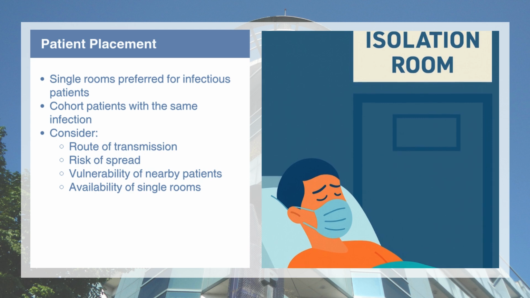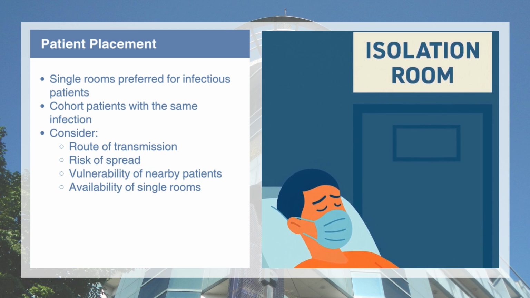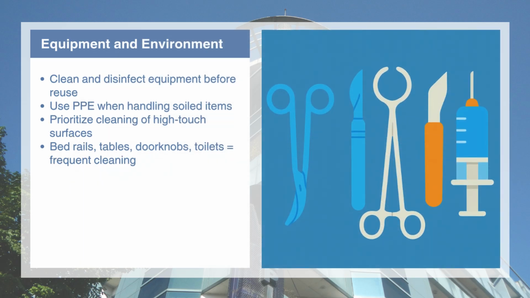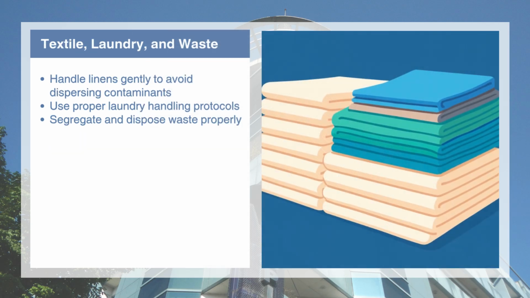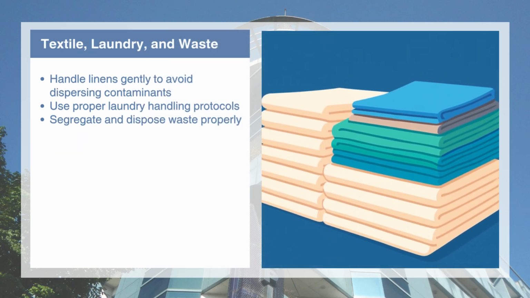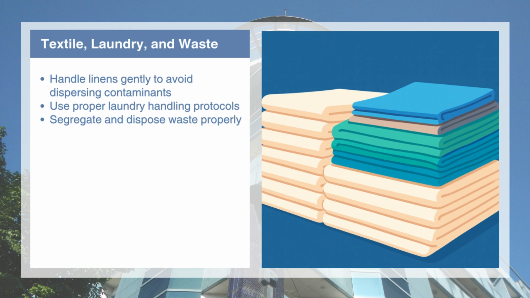Patients who pose a transmission risk should be placed in single rooms whenever possible. If resources are limited, cohorting patients with the same infection may be allowed, but always assess the route of transmission and vulnerability of other patients. Patient care equipment and the environment are frequent sources of infection. Always clean instruments before disinfection or sterilization. High-touch areas like bed rails and tables should be disinfected more often than low-touch surfaces. When handling soiled linens, minimize shaking to avoid spreading contaminants. Always follow hospital guidelines for laundry and waste segregation.